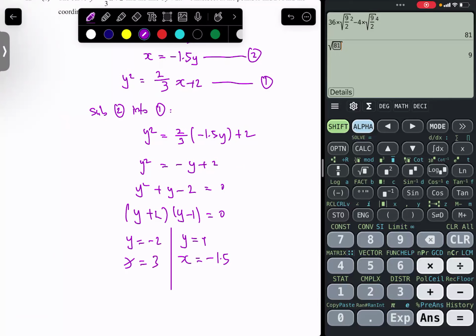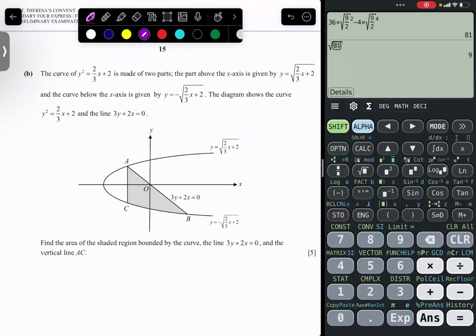So the curve y squared equals 2 over 3 x plus 2 is made out of two parts. The part above the x-axis is given by y equals square root of 2 over 3 x plus 2, and the bottom part is given by y equals negative square root of 2 over 3 x plus 2.